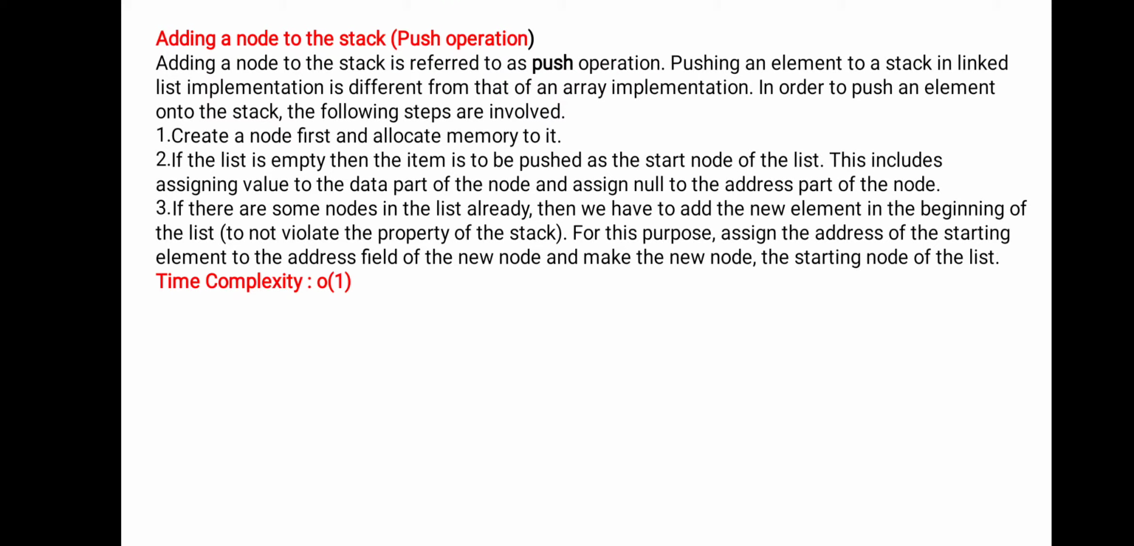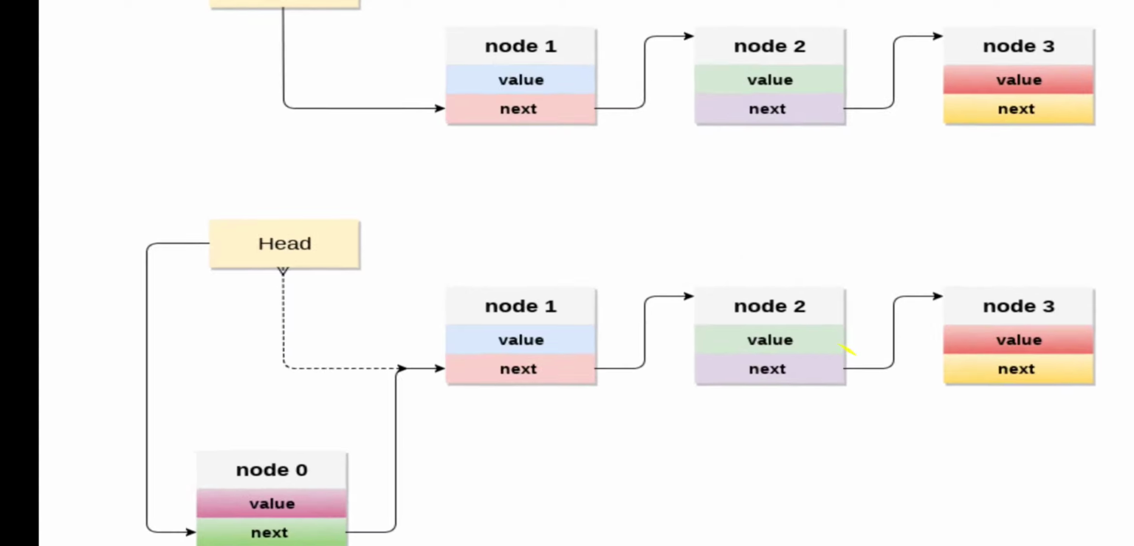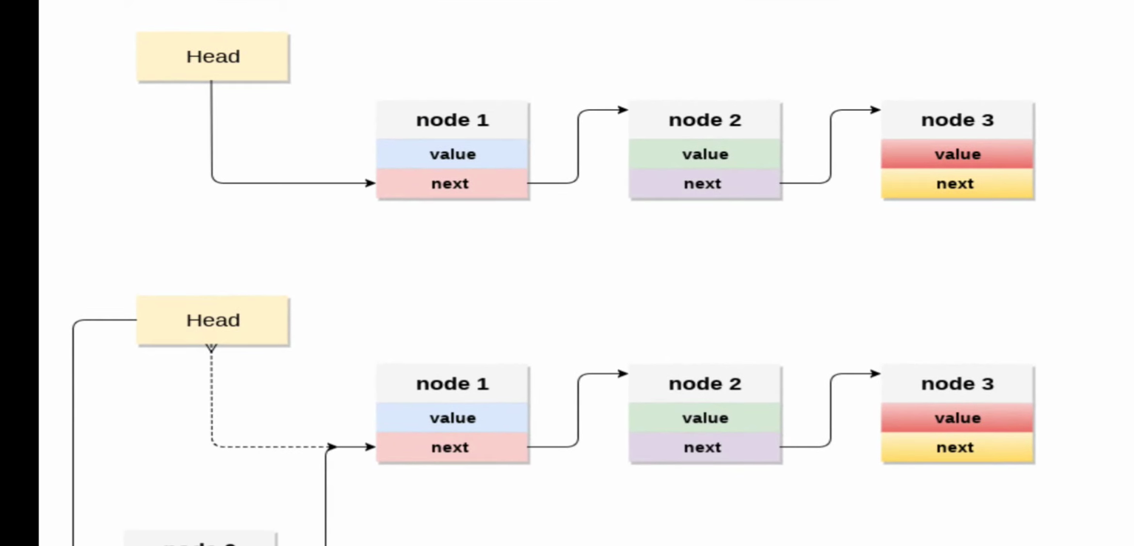Today's topic is adding a node to the stack using linked list. Linked list implementation of stack, which contains three operations: push, pop, and display or traversing. Push is nothing but adding an element to the stack. We completed this here, and this is the way of adding a node to the top of the stack.